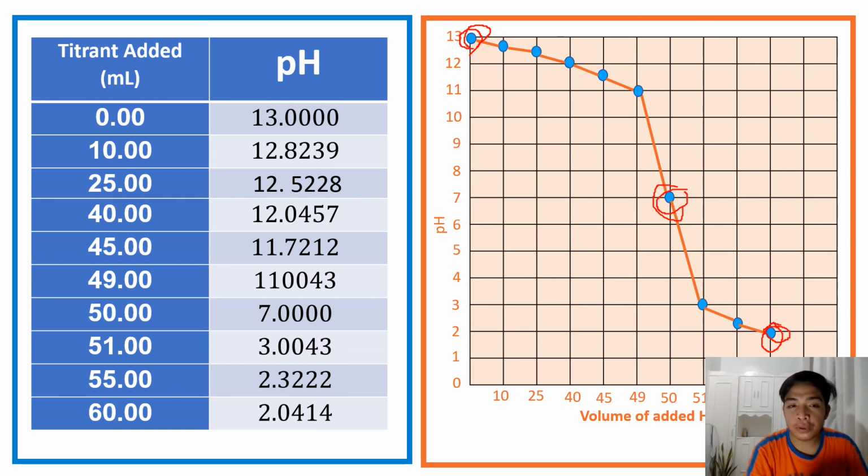It is also advisable to use many points for us to see the inflection point clearly. This is the inflection point.